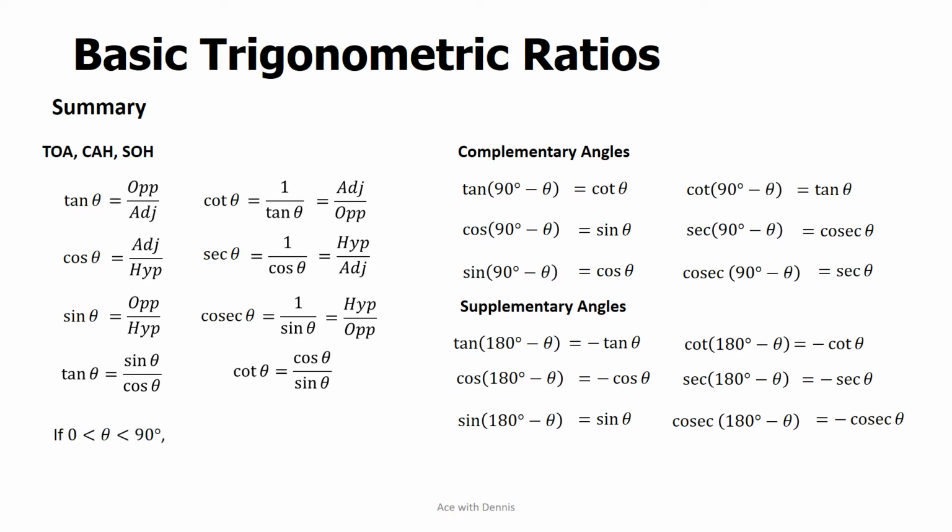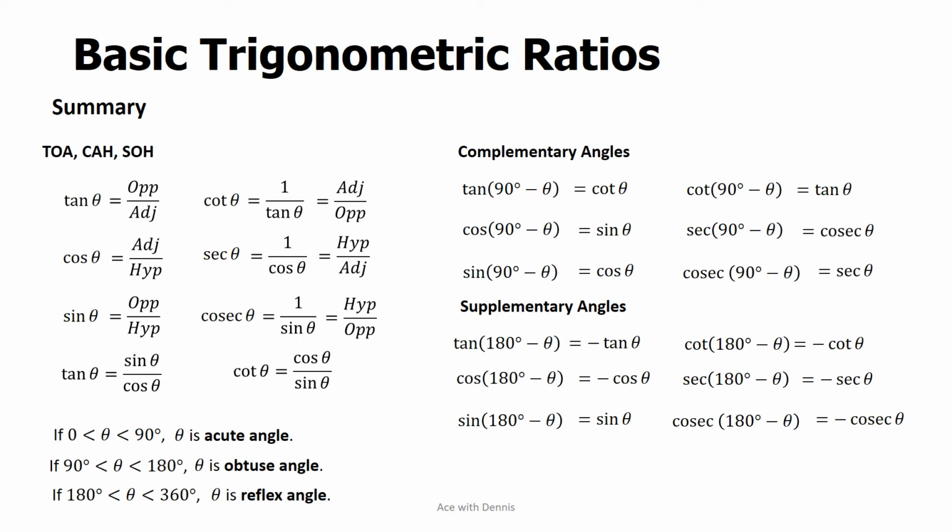Also, if theta is between 0 to 90 degrees, it is an acute angle. If theta is between 90 degrees to 180 degrees, theta is an obtuse angle. If theta is between 180 degrees to 360 degrees, theta is a reflex angle. Please remember all the formulas here.